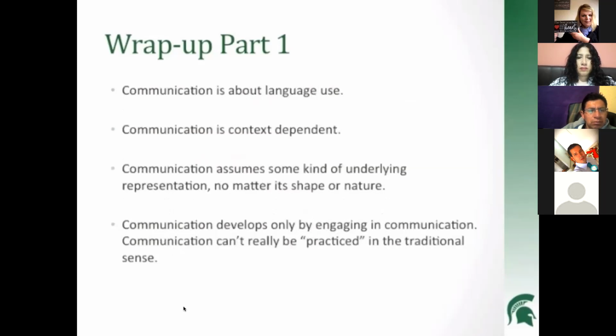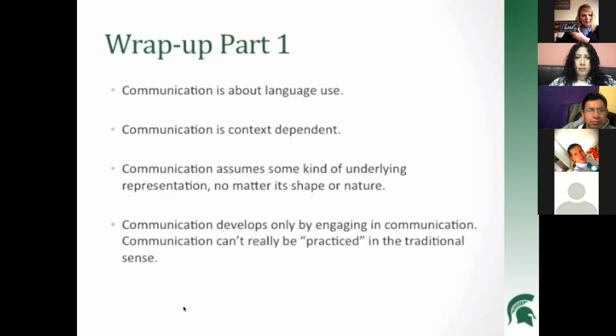Another point we've made in this first section is that communication is about language use. And by language use we mean the expression, interpretation, and negotiation of meaning. At the same time, communication is context dependent. So how you express meaning, how you interpret meaning, and how you engage in some kind of negotiation of meaning is all dependent upon the context in which that communication is happening. As we saw from the examples of Jake with the way he asks questions in the classroom. Now, communication assumes some kind of underlying representation. You can't communicate out of thin air. So presumably you have something in your head that you tap during your communication.